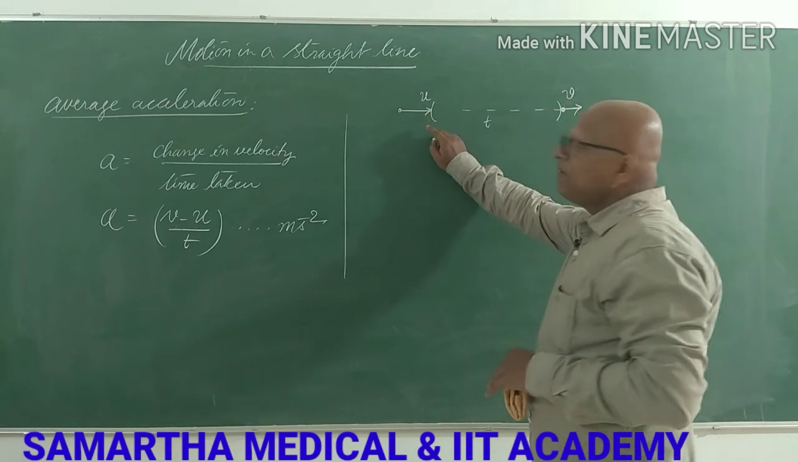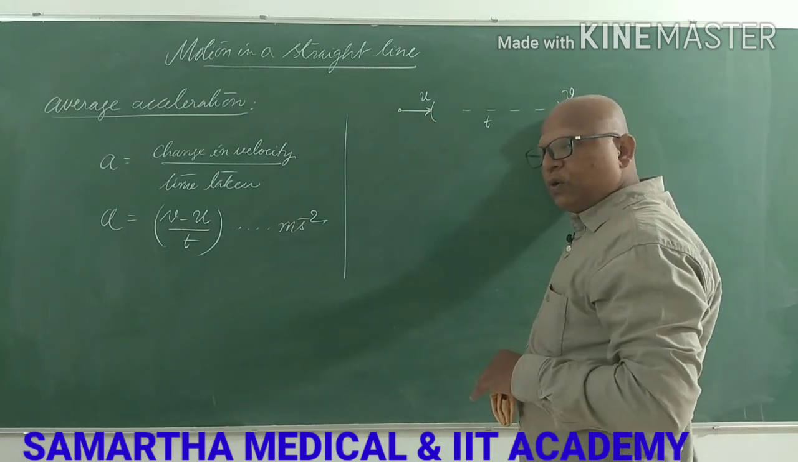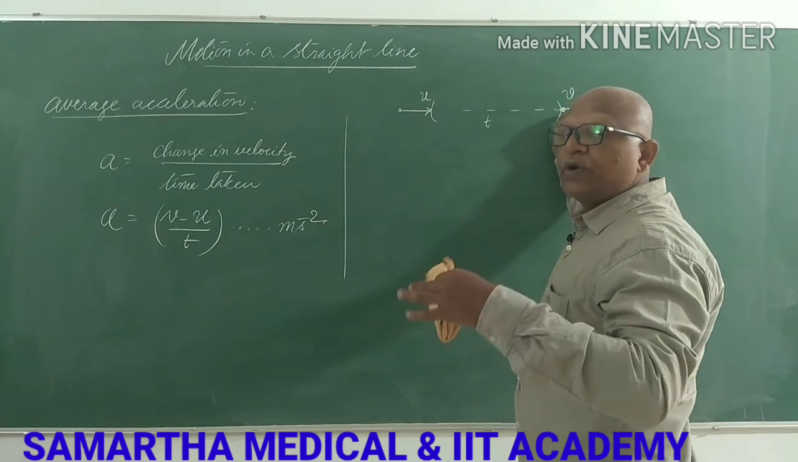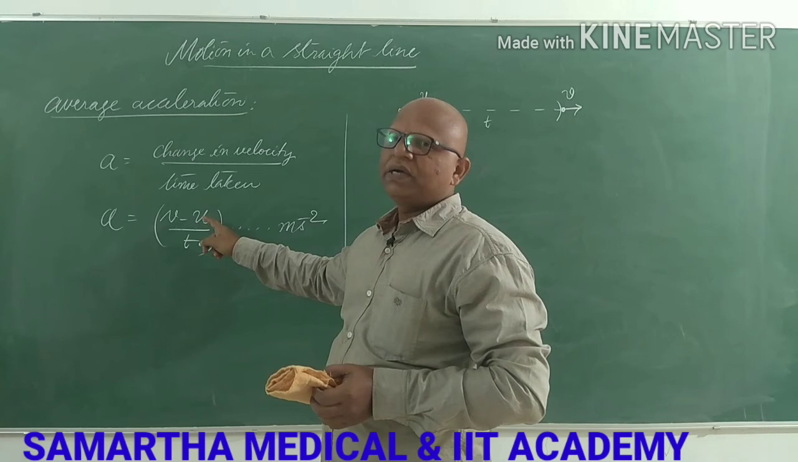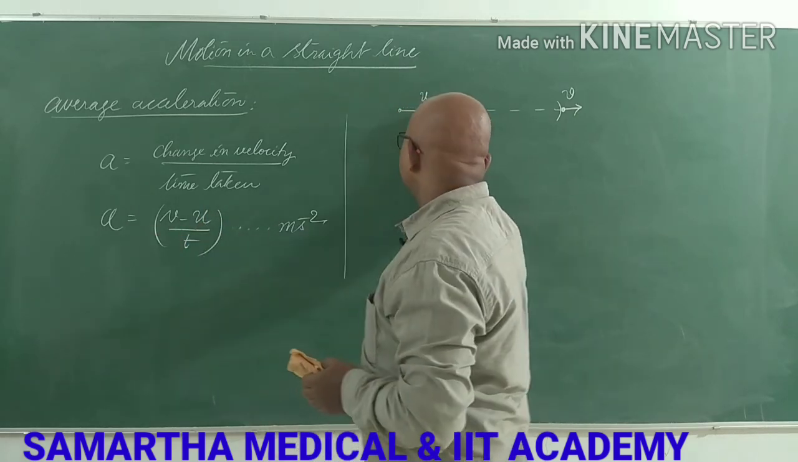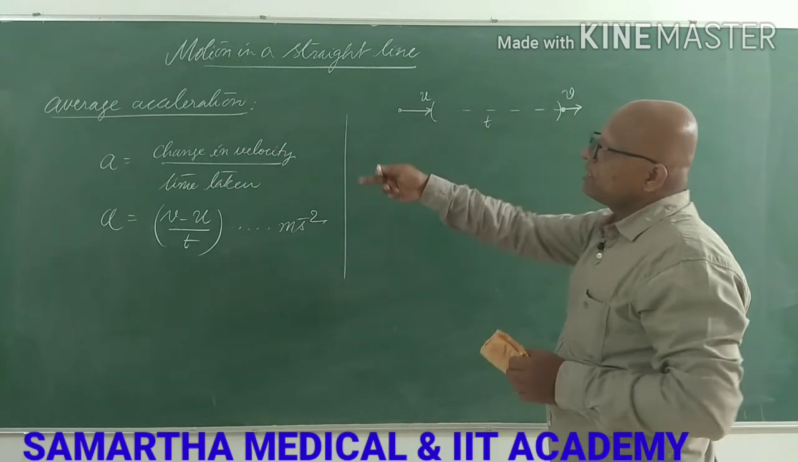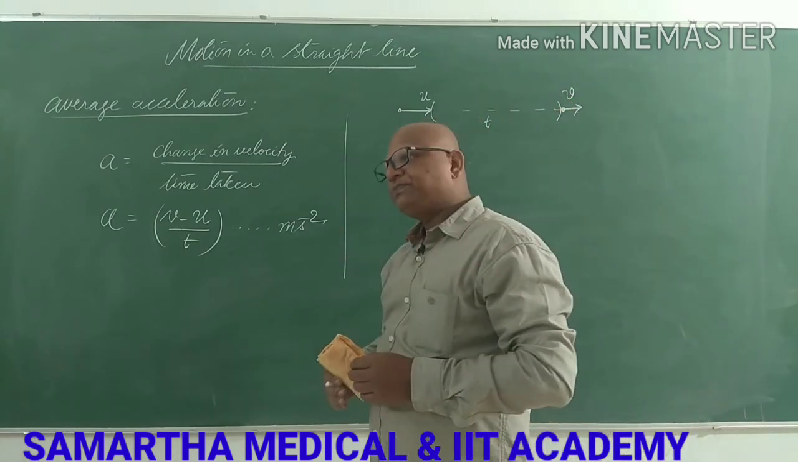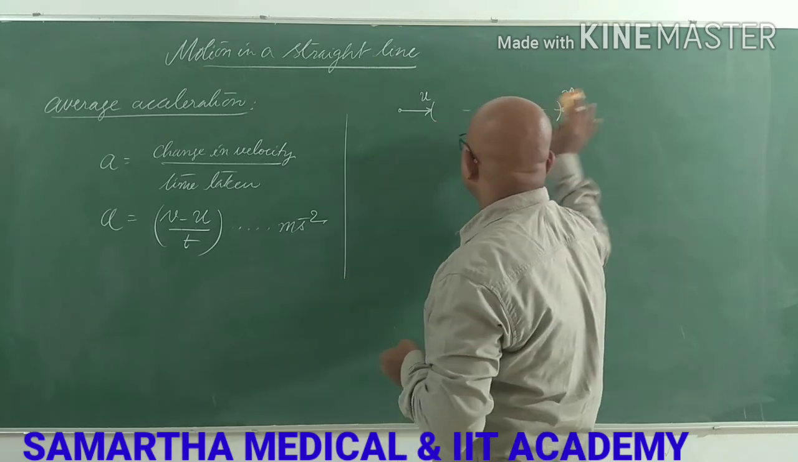Sometimes the initial velocity is high and the final velocity will be low, in a case when it is slowing down. In such cases v is small, u is big, and the answer will be a negative acceleration. If u is small and v is bigger, velocity is increasing, and in such a case acceleration is positive. So this is the concept of average acceleration.